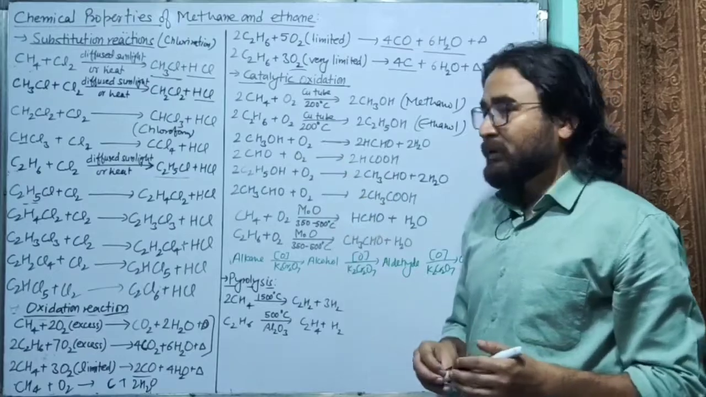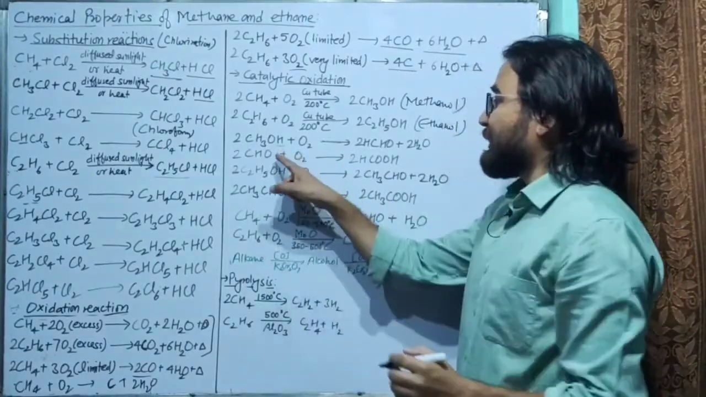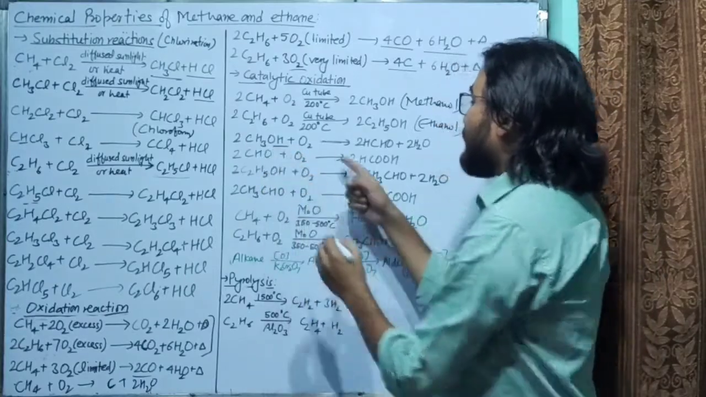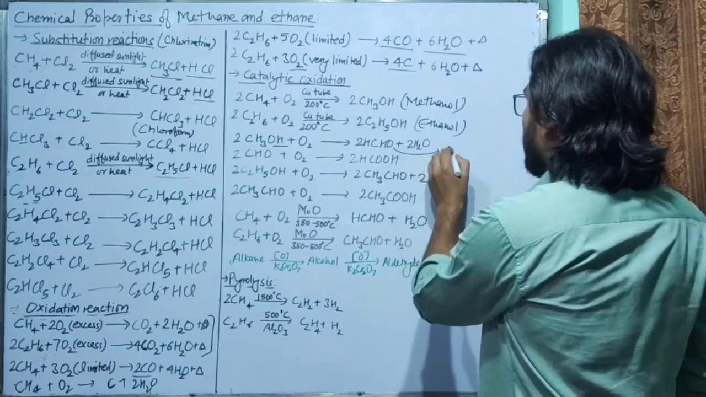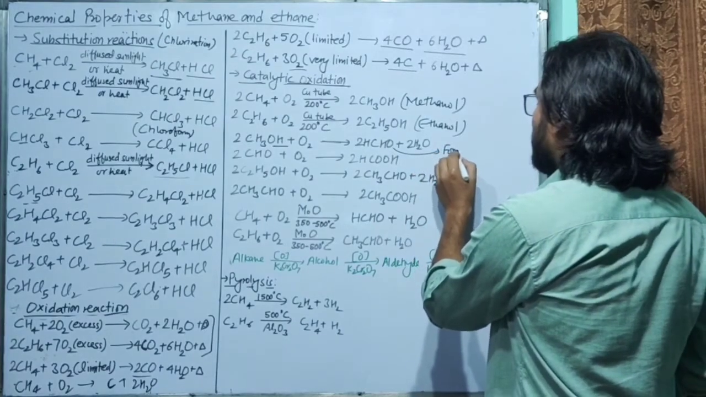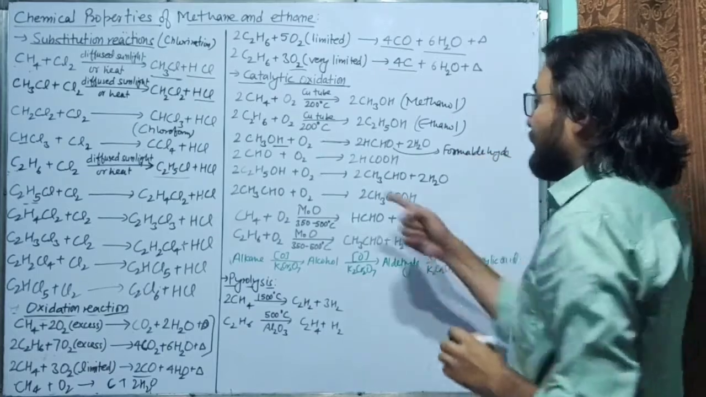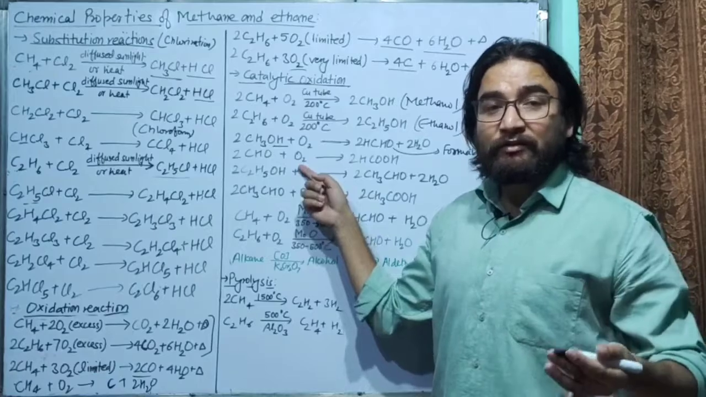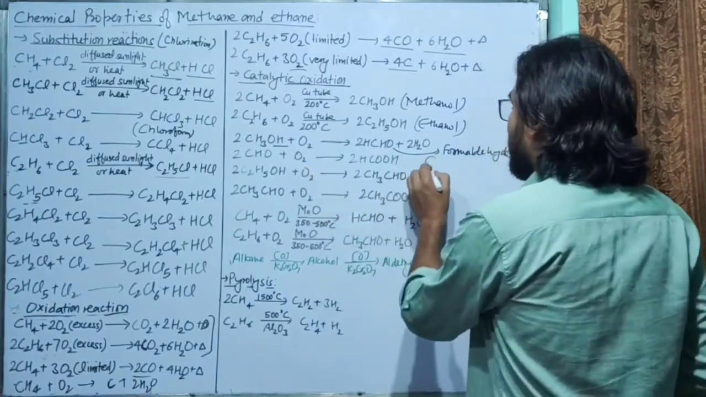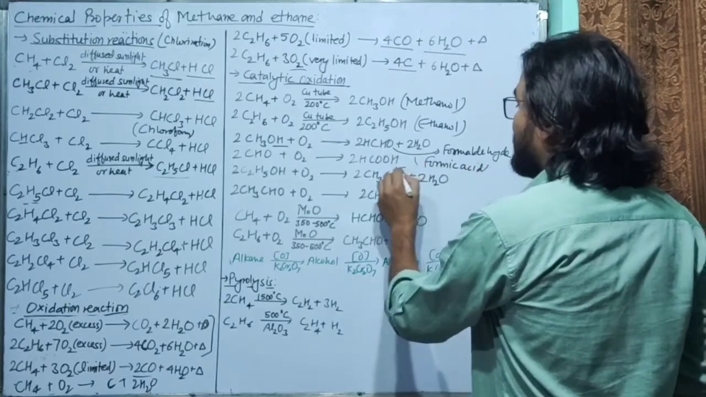Now remember, oxidation of methanol will give HCHO. This is called formaldehyde. And on further oxidation of formaldehyde, you will get formic acid. So it is formic acid.